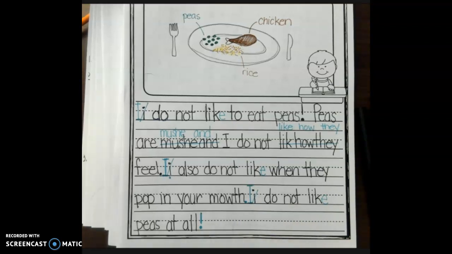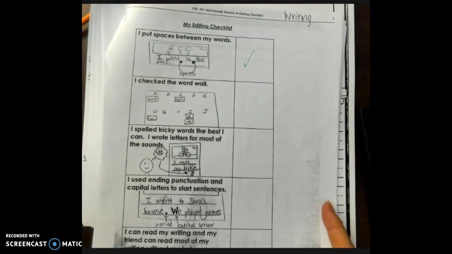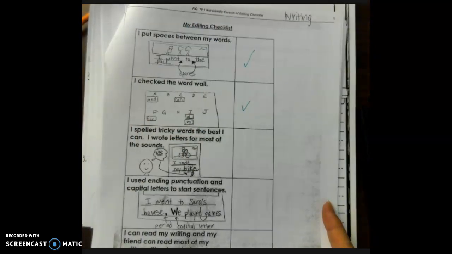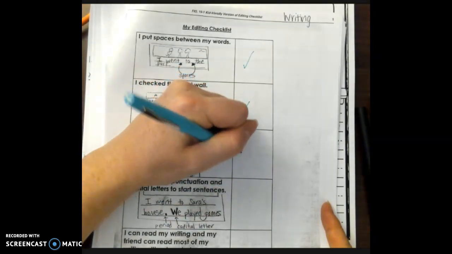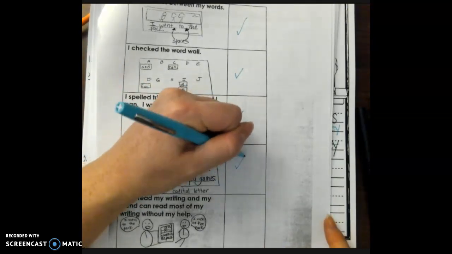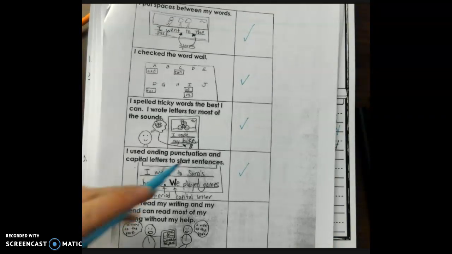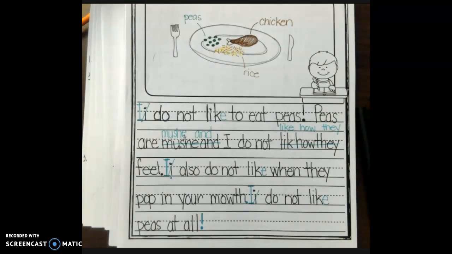Amazing! So now I have put spaces between my words, checked the word wall, spelled tricky words the best I can, used ending punctuation and capital letters to start sentences, and I can read my writing and my friend can read most of my writing without my help. Well, I definitely can do that now that I fixed it, and it makes a lot more sense. Notice how nice and neat my handwriting is so that my friends can read my writing.